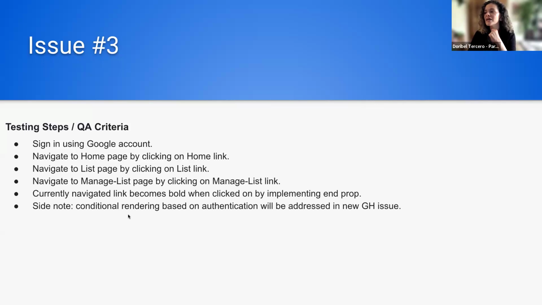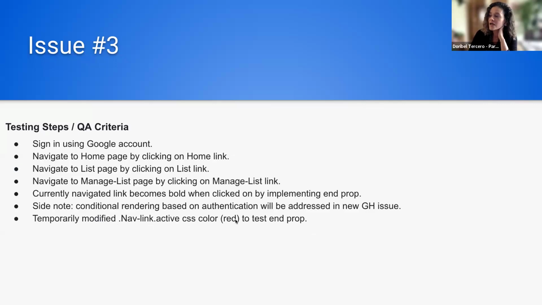And as a side note, we did file a new issue, which will address rendering based on authentication. So that's on GitHub. So I think at some point, maybe we're going to tackle that. And in order to test our code, we temporarily modified the CSS color just to test the end prop further.